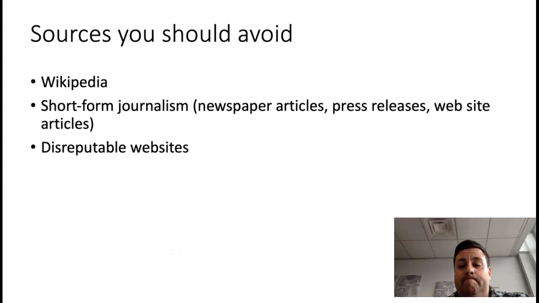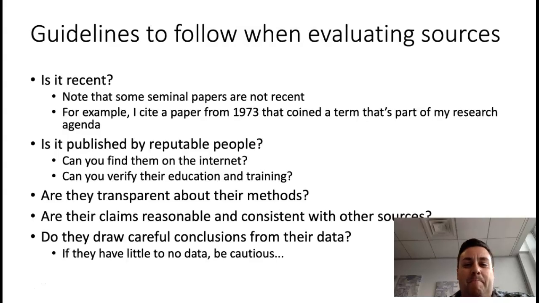Things to avoid. This is only a partial list, but Wikipedia tops that. Short-form journalism should generally be avoided, so that's things like press releases and newspaper articles, the day-to-day news releases that you see on CNN or MSNBC or anything like that. And then, of course, you should avoid disreputable websites. I don't really have any guidelines for identifying disreputable websites, but you sort of know them when you see them.